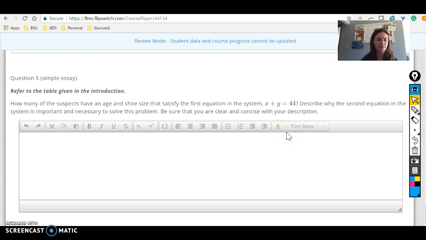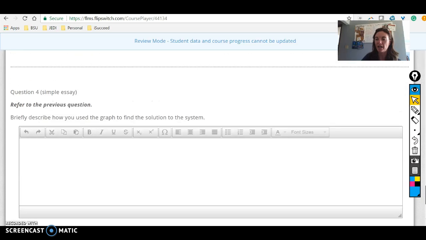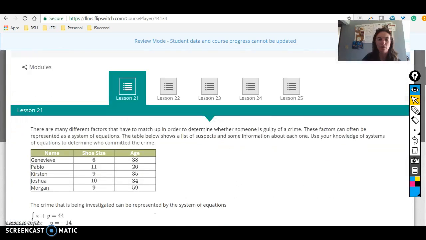And the last question here, how many of the suspects have an age and shoe size that satisfy the first equation, x plus y equals 44? Describe why the second equation in the system is important and necessary to solve this problem. Okay, so if we go back up to the chart, so x plus y equals 44, so we can see that 6 plus 38 is 44.